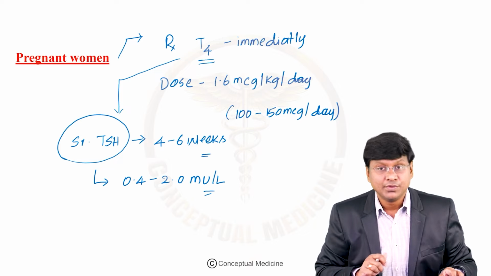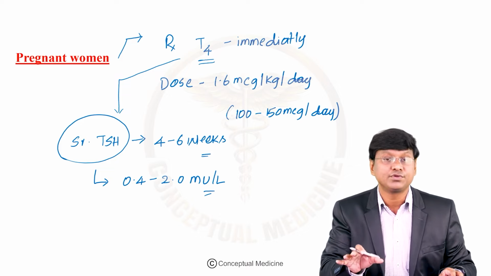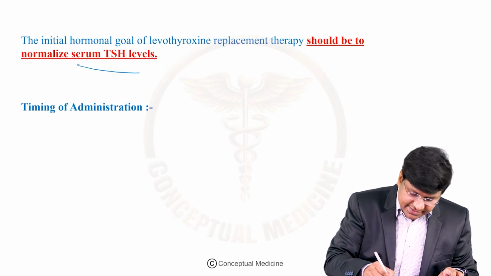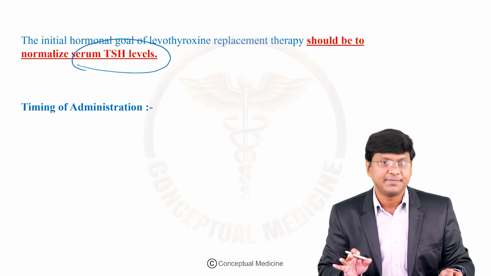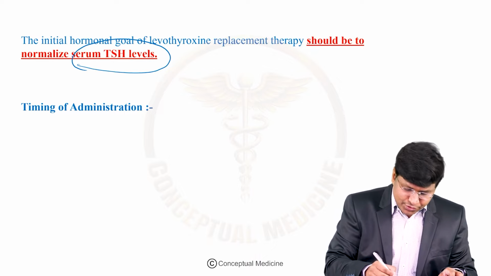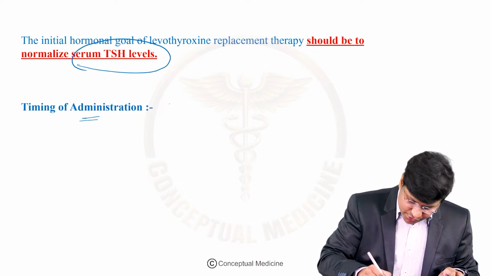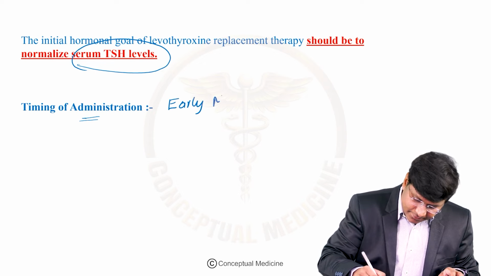Now, the initial hormonal goal of levothyroxine replacement therapy should be normalizing the serum TSH value. That should be the goal of your levothyroxine replacement. Now, when should you give this levothyroxine? This levothyroxine should be given early morning, in a fasting state.